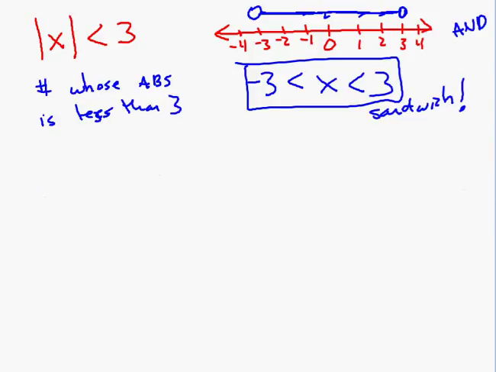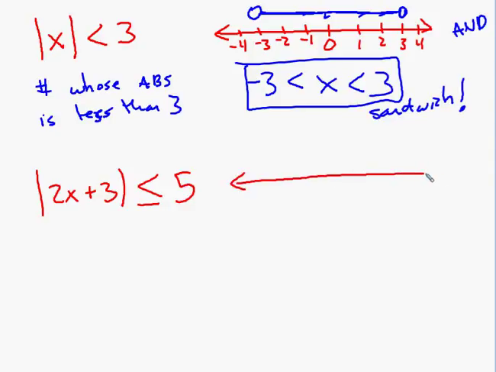So what if I had something more complicated? What if I had absolute value of 2x plus 3 is less than or equal to, let's say, 5. So I'll sketch my number line. Now this time I'm going to do a sketch. I'm not going to get all the numbers there because it takes forever. See, I want all the absolute values that are less than 5. So does negative 10 work? Well, the absolute value of negative 10 is not less than 5. Absolute value of negative 5 is 5, so that one works.